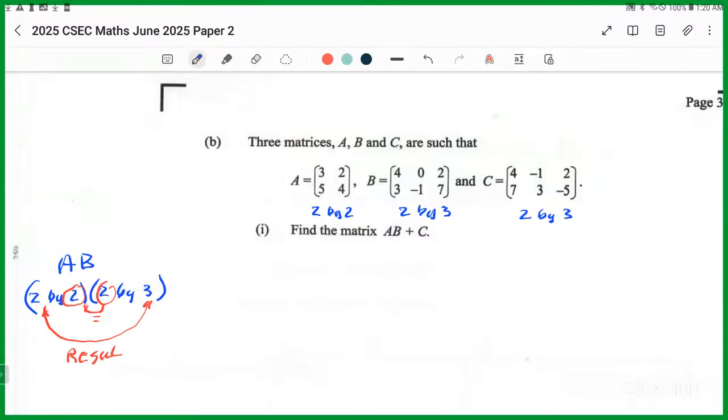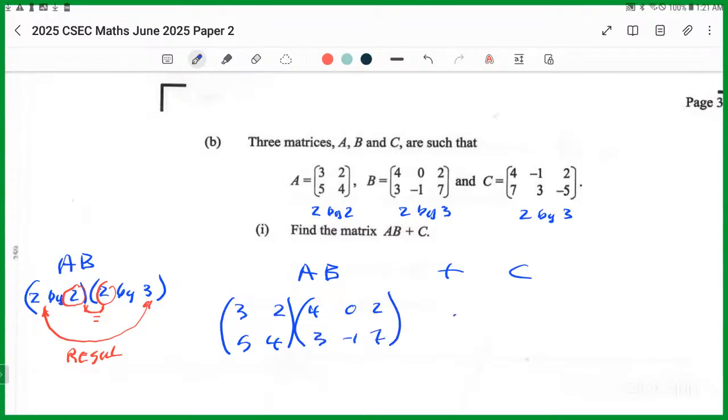All right. So let's do it this way. So the AB, I'll put the plus C over here. The AB, we multiply these two. So it is 3, 2, 5, 4, and 4, 0, 2, 3, minus 1, 7. And then we're going to be adding the C, which is 4, minus 1, 2, 7, 3, negative 5.